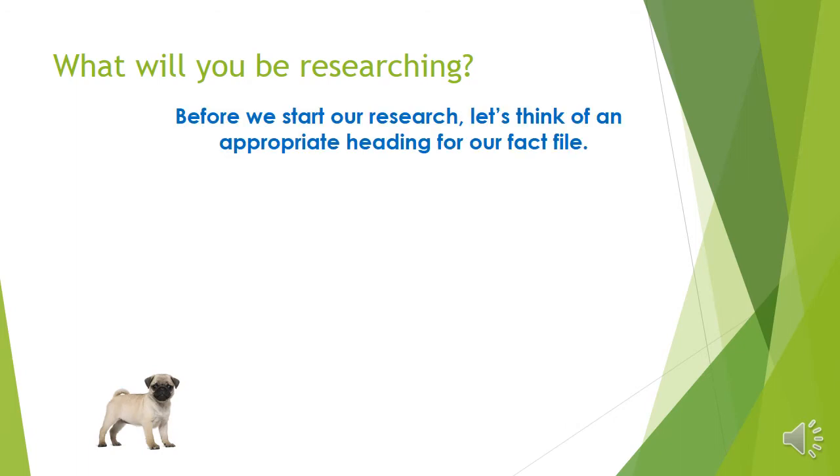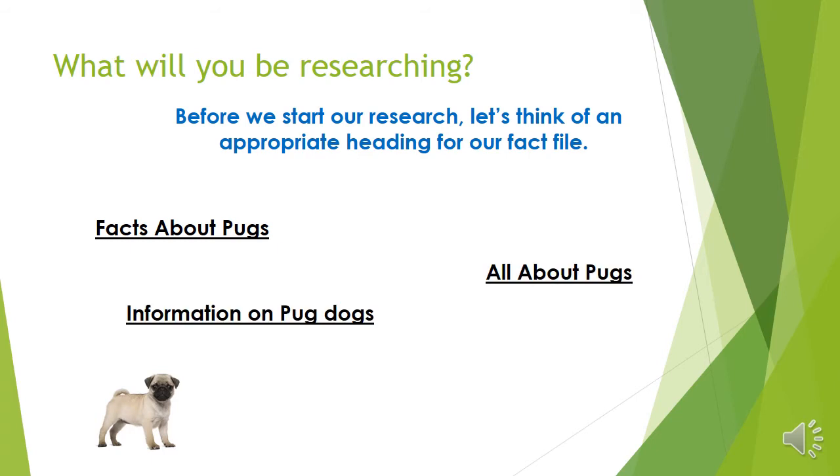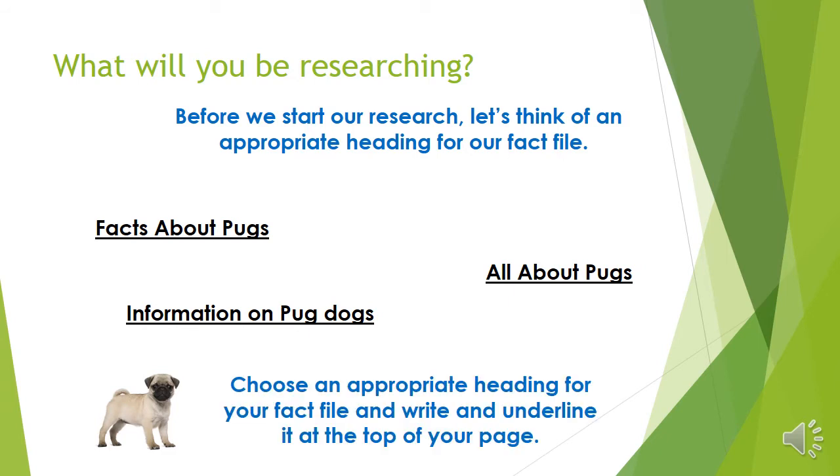Before we start our research, let's first think of an appropriate heading for our fact file. Now that you've chosen what it is that you want to research, you need to think of an appropriate heading. As mine is about pugs, I might have facts about pugs, all about pugs, information on pugs. So now I want you to think, what is your fact file on? What would be an appropriate heading or title for your fact file? And when you've chosen it, I want you to write it down wherever you're working and then underline it at the top of your page so that it's really clear that that is your heading, your title.